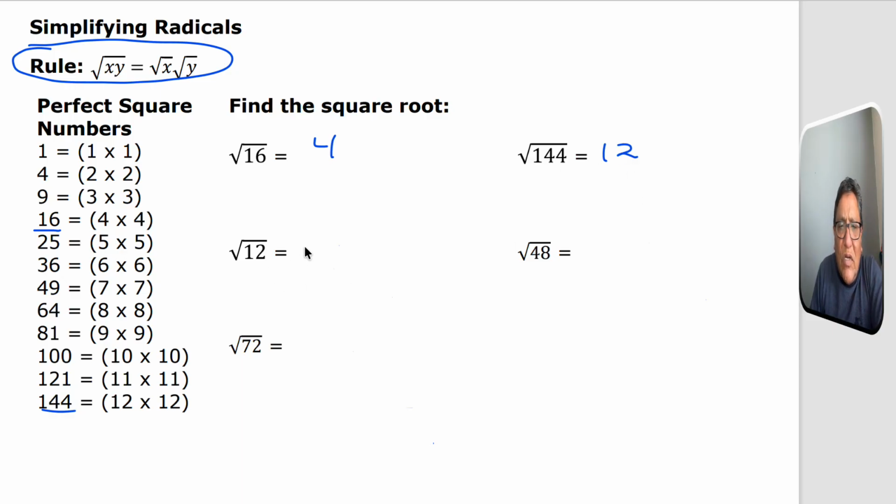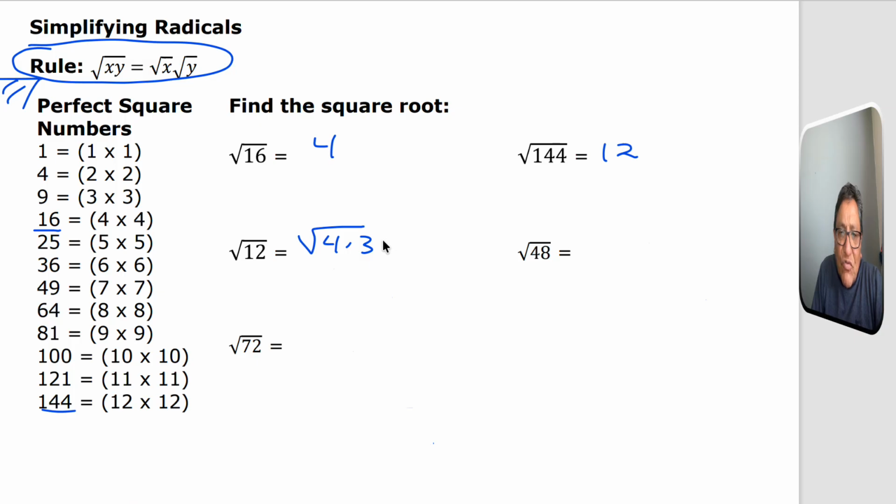What about the square root of 12? Now, you don't see 12 right here in the list. So now we need to simplify, we need to apply this rule. The key is that you will be looking at a perfect square number listed right here, multiplied by another number that should produce 12. And I am thinking that will be 4 times 3, correct?